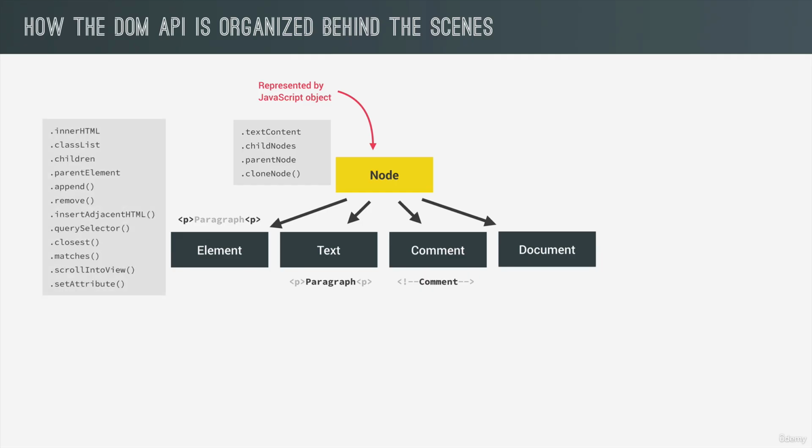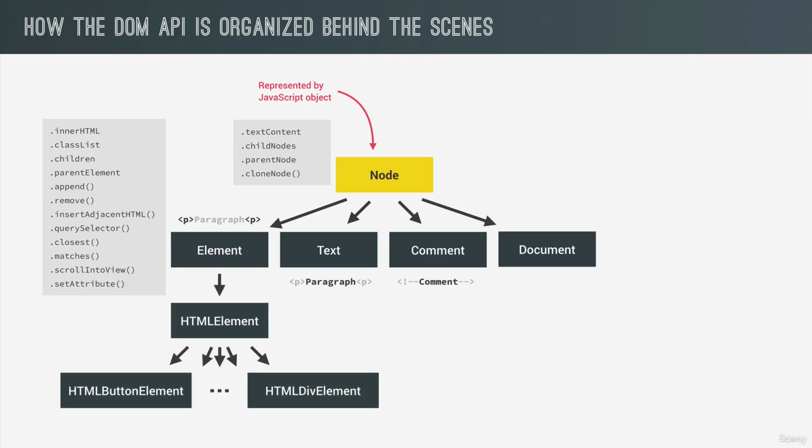And this type of node gives each HTML element access to a ton of useful properties, such as inner HTML, class list, children, or parent element. There are also many useful methods, like append, remove, insert adjacent HTML, query selector, closest, and that's just to name a few. So again, each element will be represented internally as an object. Now, just to make this complete, the element type has internally an HTML element child type. And that element type itself has exactly one child type for each HTML element that exists in HTML.